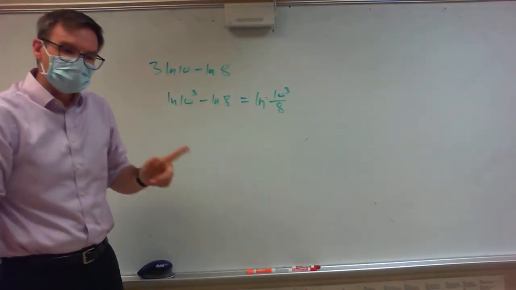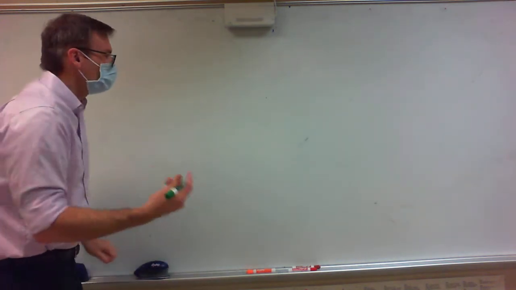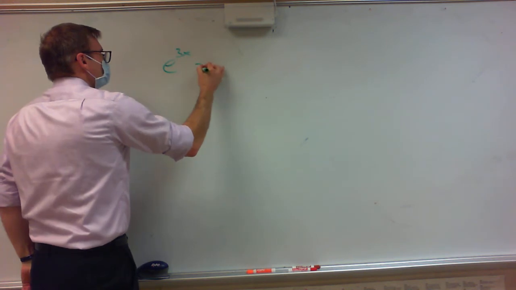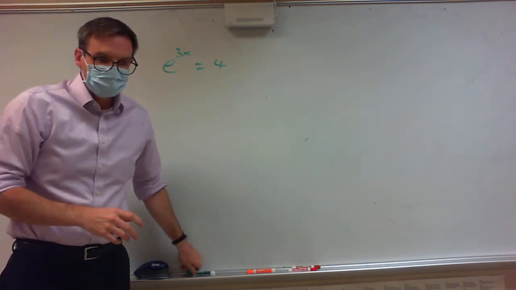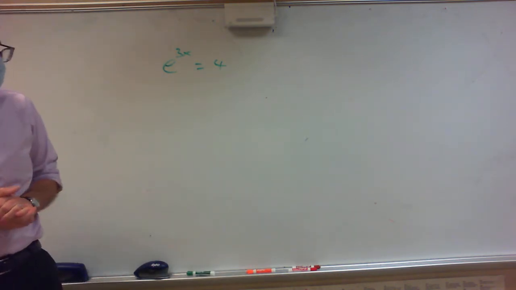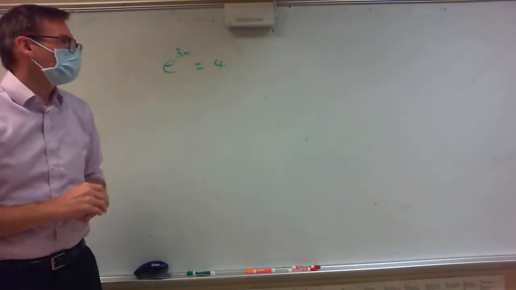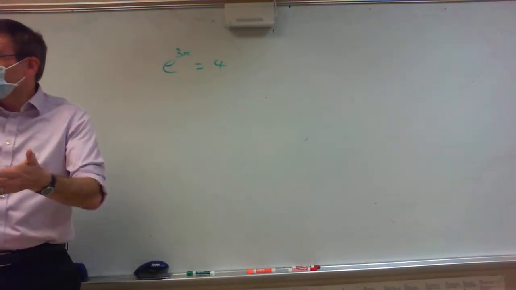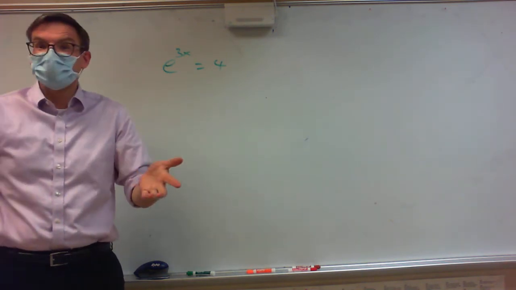Now, here's the part that's a little interesting. I want everyone to write down e to the 3x is equal to 4. We've talked a little bit about this, now I have to really nail it down. This is similar to the problems I made you solve yesterday. You have to solve it, right? Everybody okay? All right. And you can't handle a variable in the exponent.